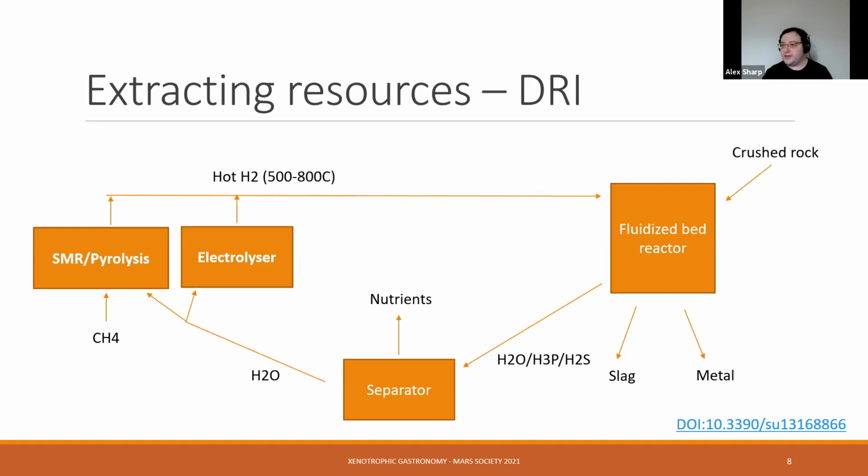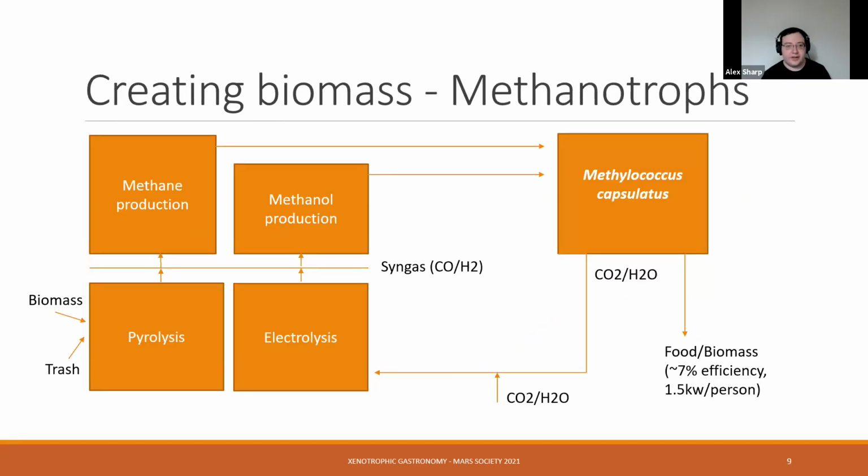So remember previously we had the problem of getting CO2 and that it's low pressure outside. Well, if you heat up carbonates, they will produce high pressure CO2 that you can again use. So now that we've got all these resources, how do we put them to use?